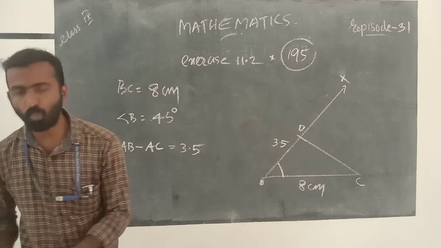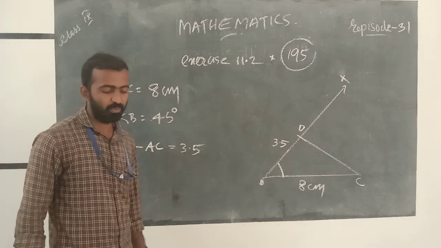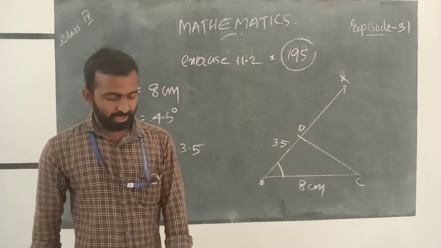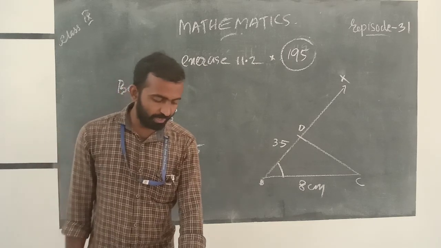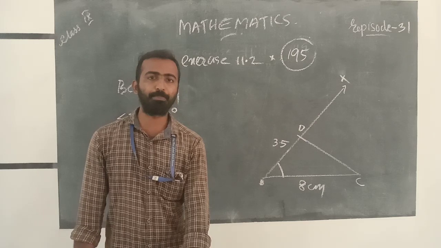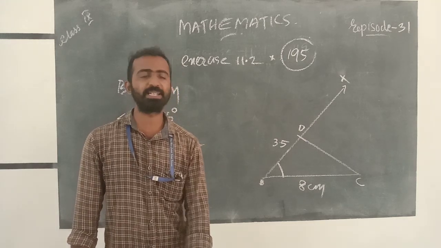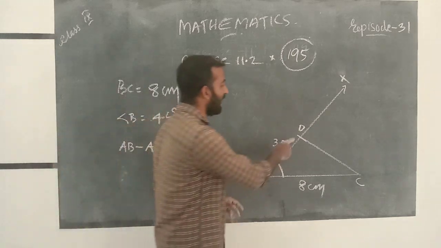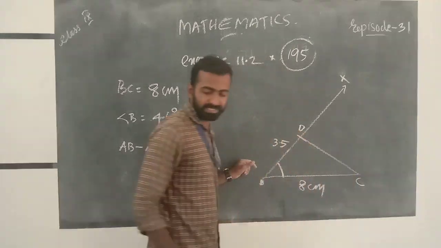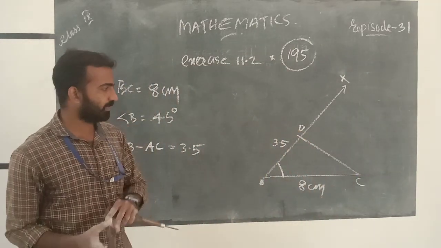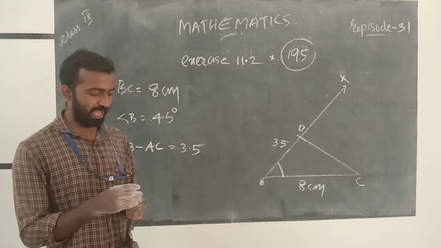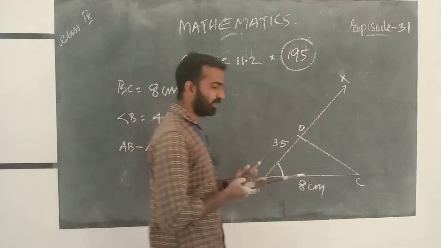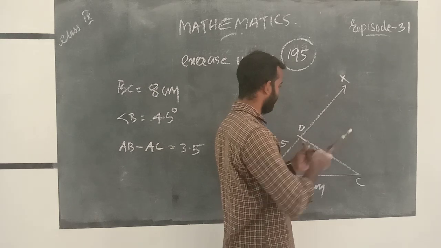What is the next process? Next we draw a perpendicular bisector, say PQ, of DC. For that perpendicular bisector, we take more than half of DC and draw an arc with D as the center.